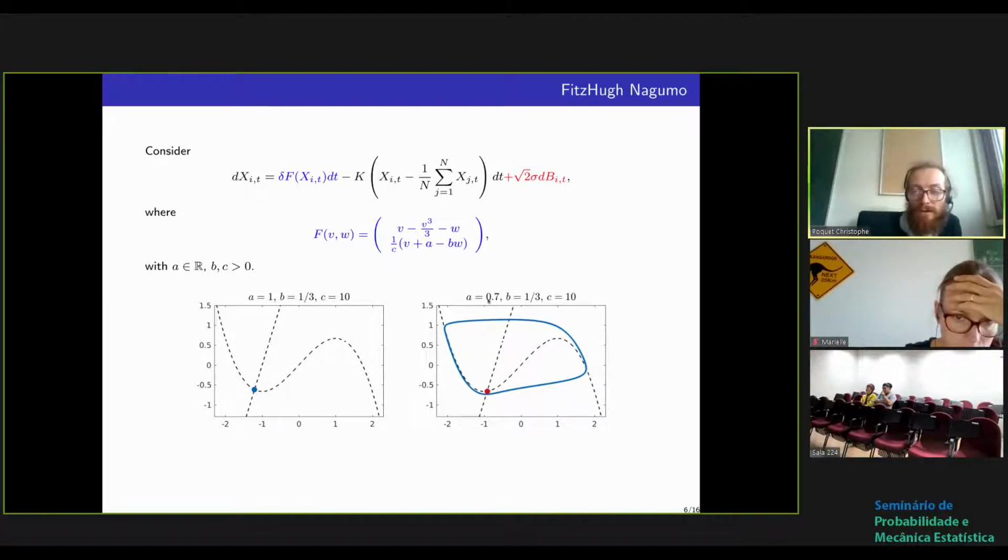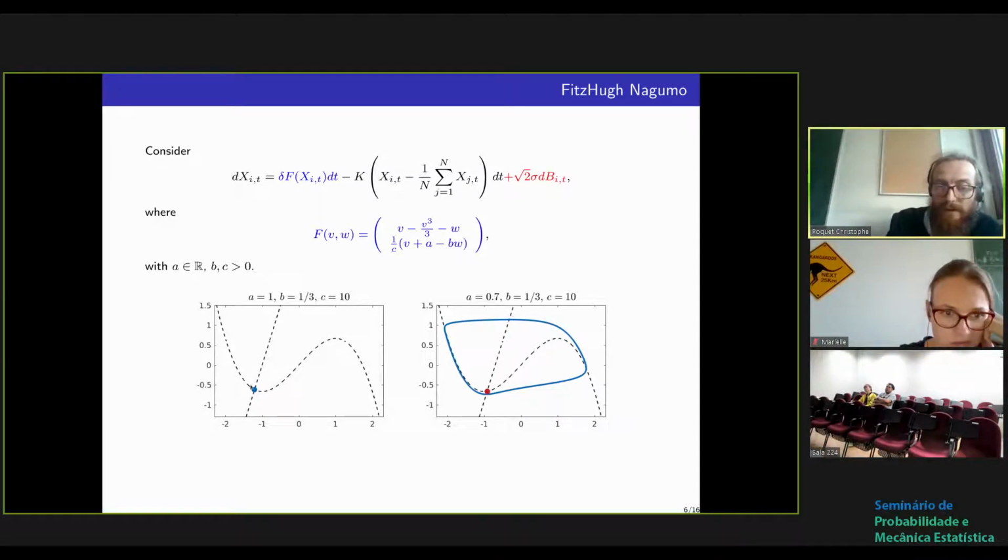But then if you move the parameter A a bit, for example taking A equal to 0.7, then you still have a fixed point here, but it becomes unstable, and you have a periodic solution that is locally stable. So this system here is not excitable, of course, it's just periodic. If you move the initial condition a bit from this red point here, it will converge to the periodic behavior.